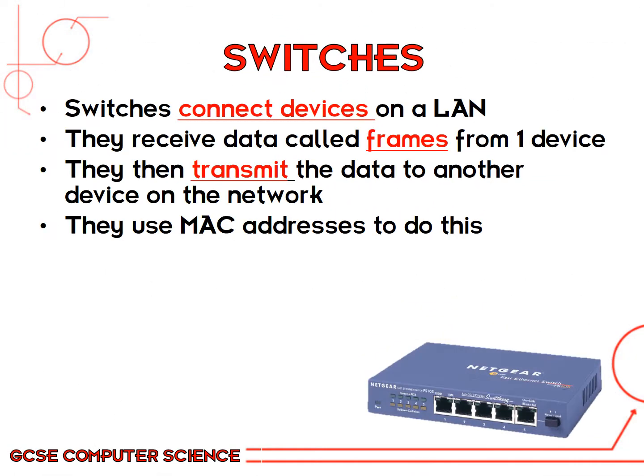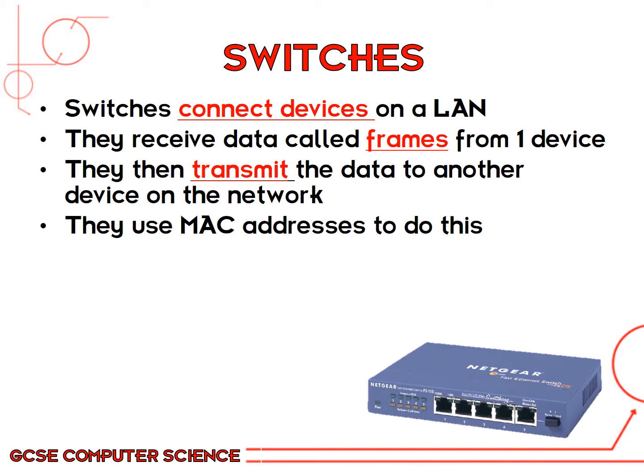So on a local area network, we need something called a switch, which allows us to connect multiple devices. Now these devices, as shown in the image at the bottom, could connect a number of different devices to the network, and they receive data which we call frames. So this data in the frame is then transmitted to another device on the network.